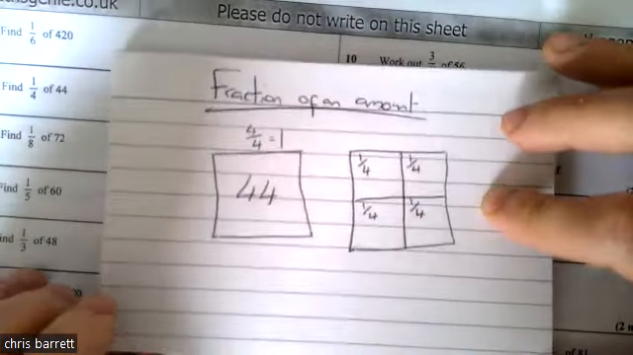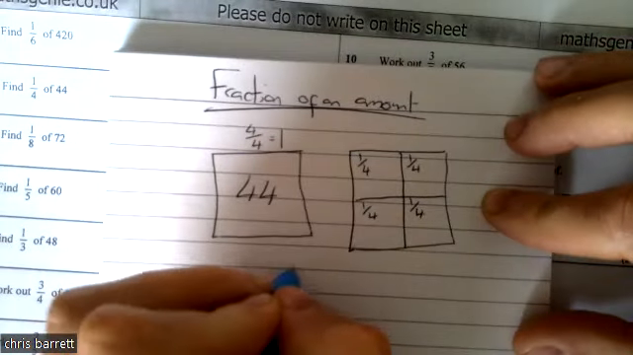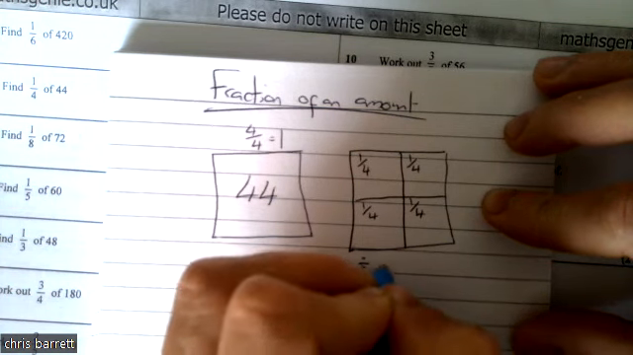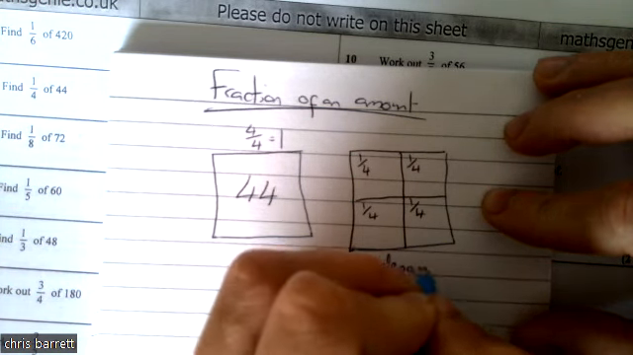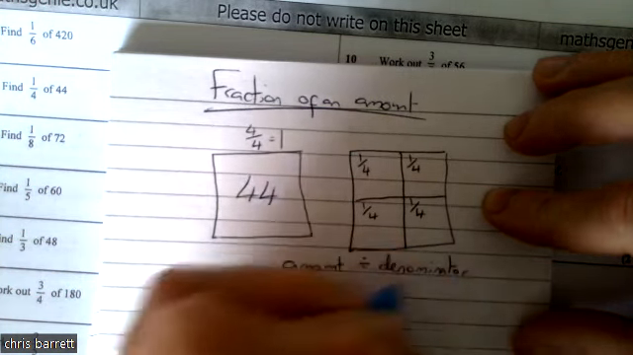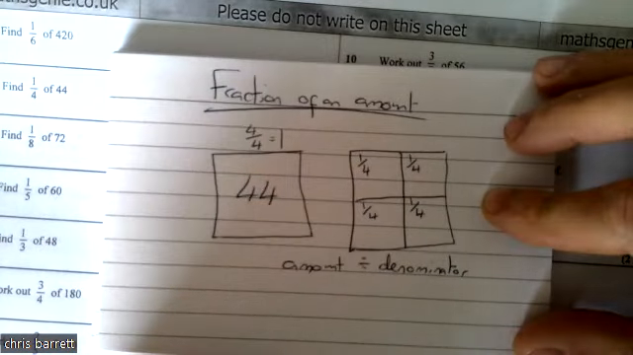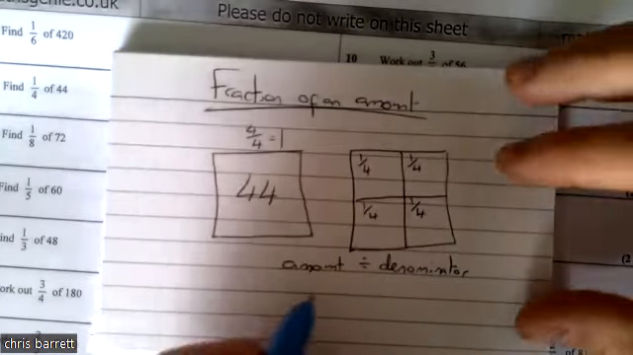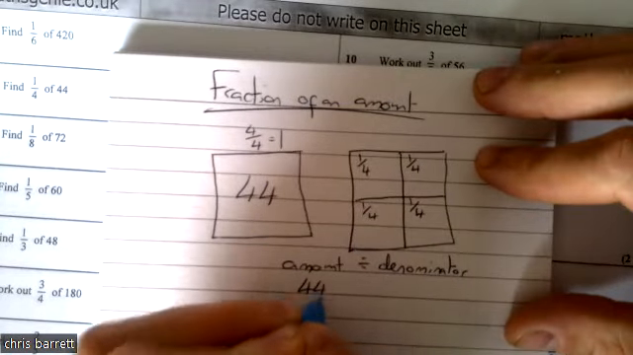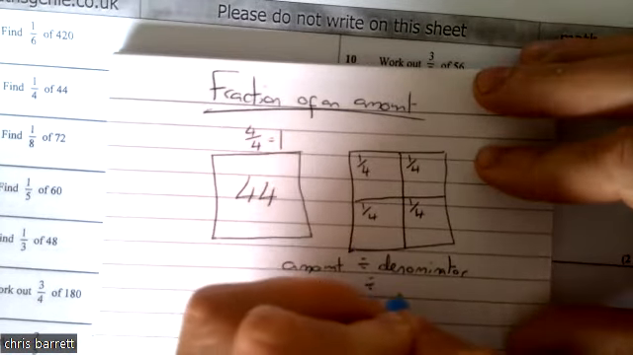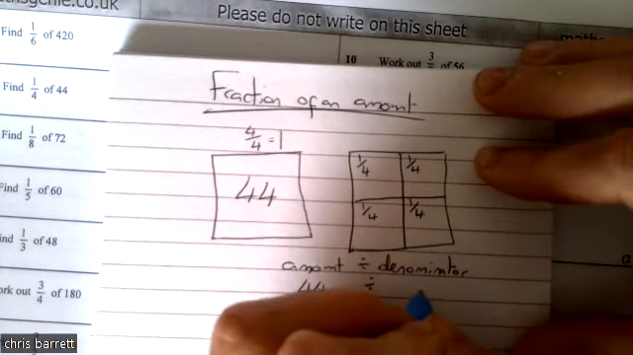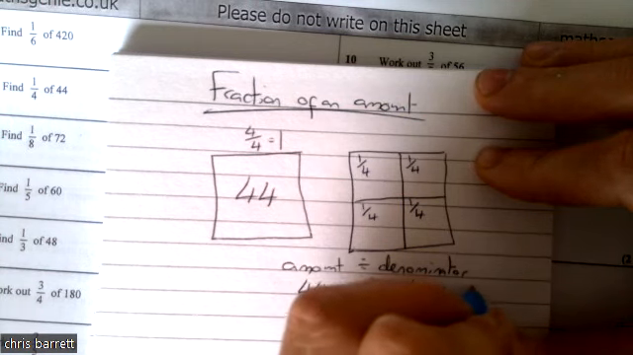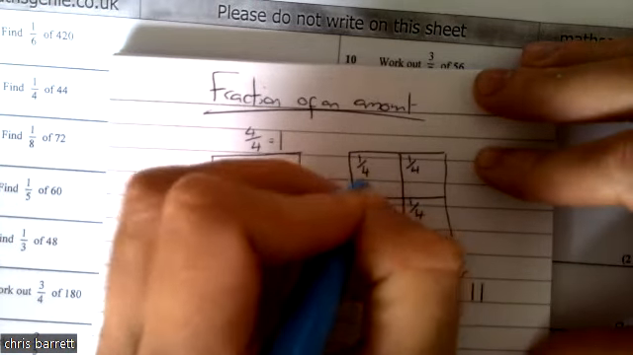Okay, so what we've now done effectively is we've taken your amount, divided it by the denominator. Then that's told us what 1 part is, and that's called a unitary fraction, where you've got just 1 on the top. So our amount is 44. We're dividing it by the denominator, which is the bottom number, which is 4. That then gives us that every quarter is worth 11.